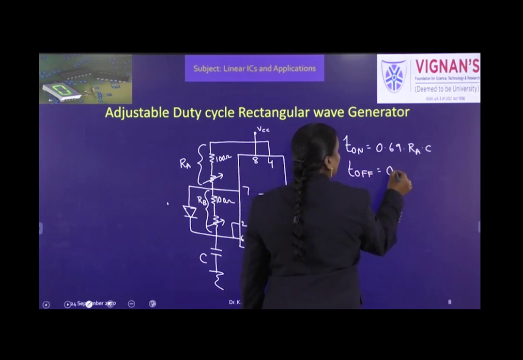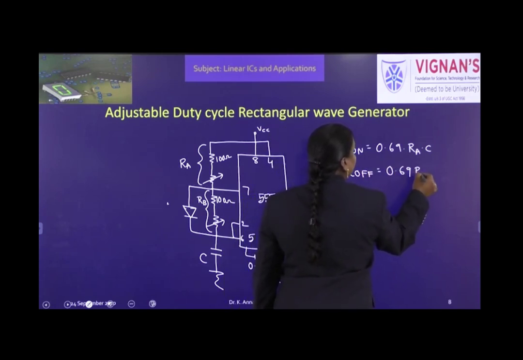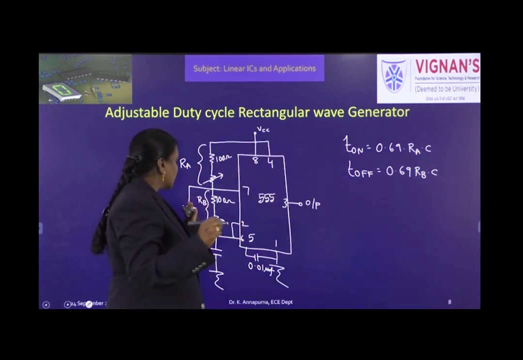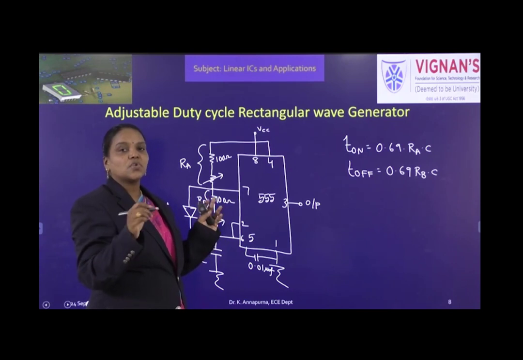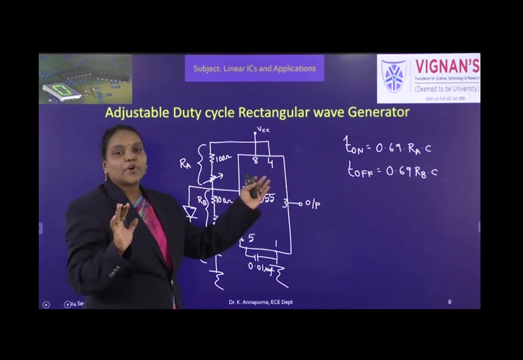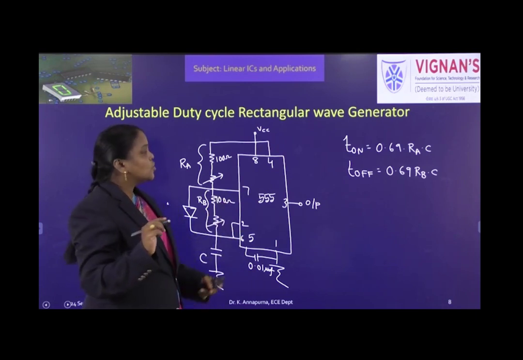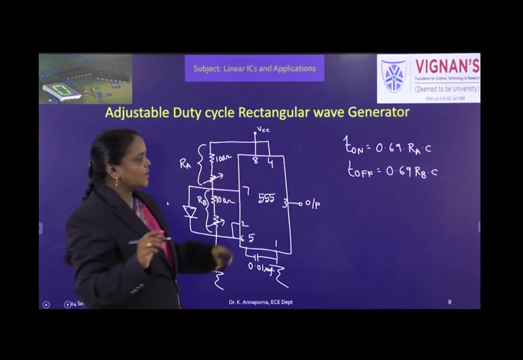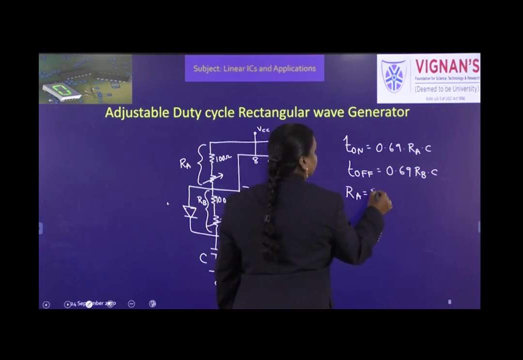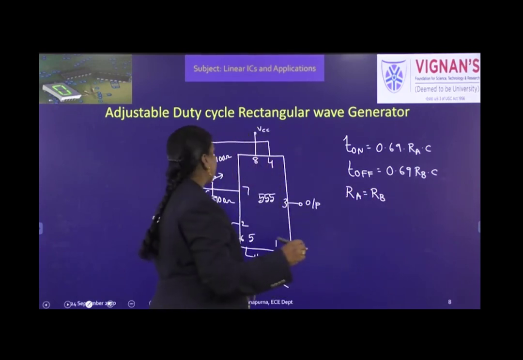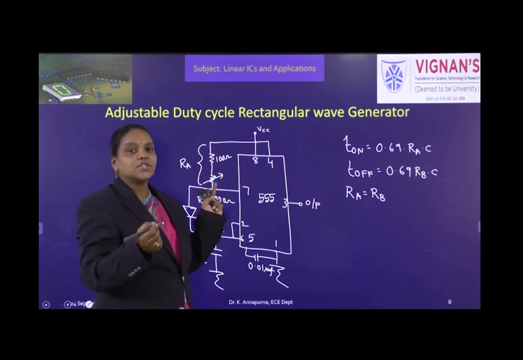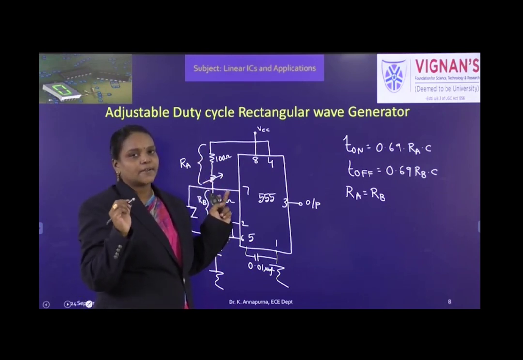And what is T off? Already we know it is 0.69 RB into C. During discharging, this diode will be in open condition, so it will act as a normal astable multivibrator. So it is 0.69 RBC. So to get a 50% duty cycle, we can make RA equal to RB. That is, if you take equal values of resistors here and here, then we can easily generate a 50% duty cycle.